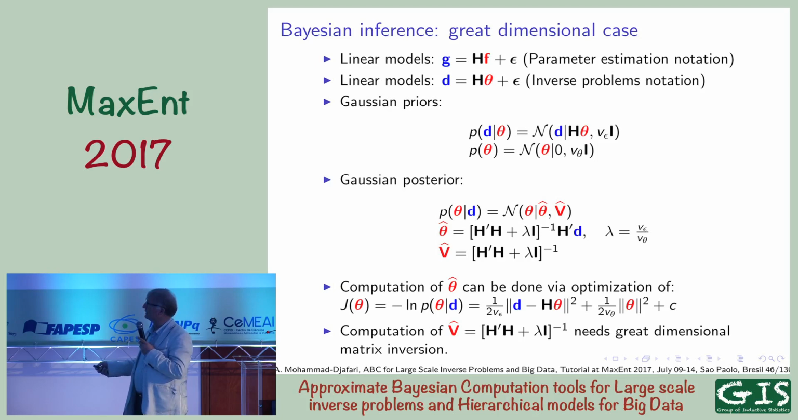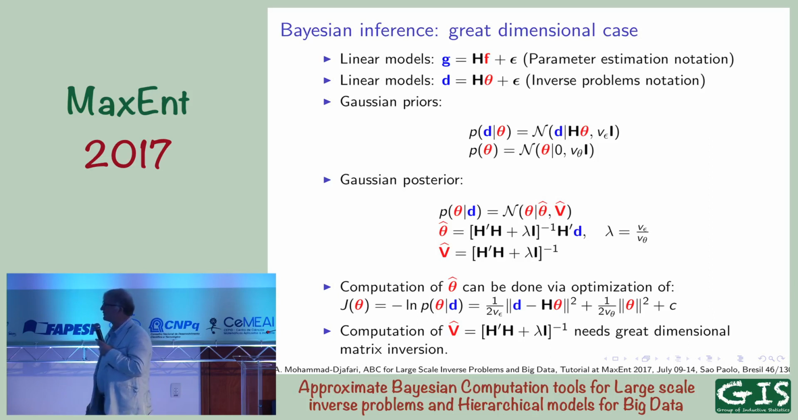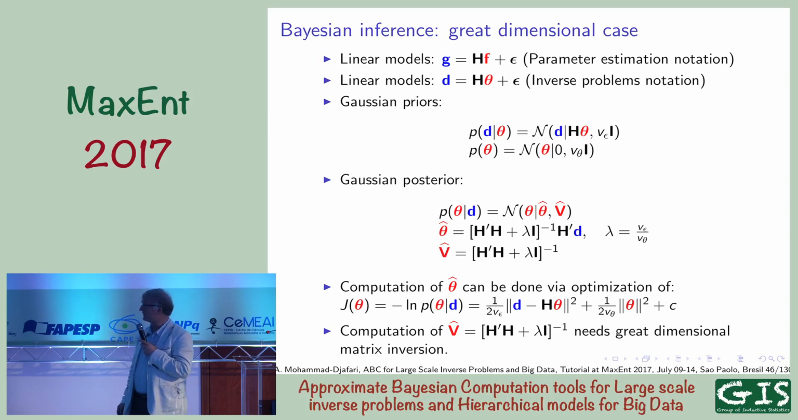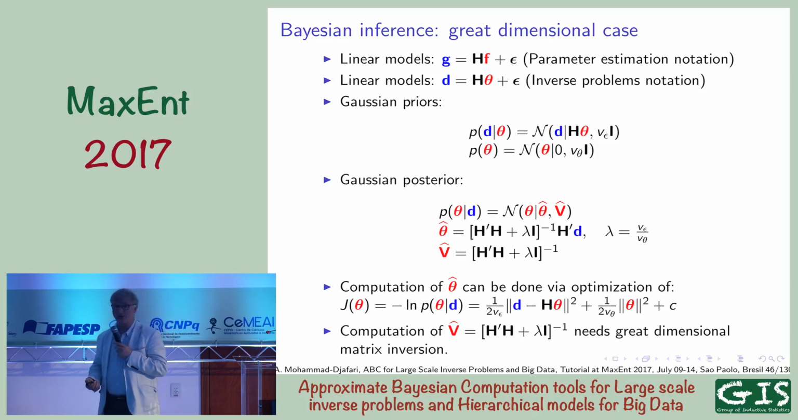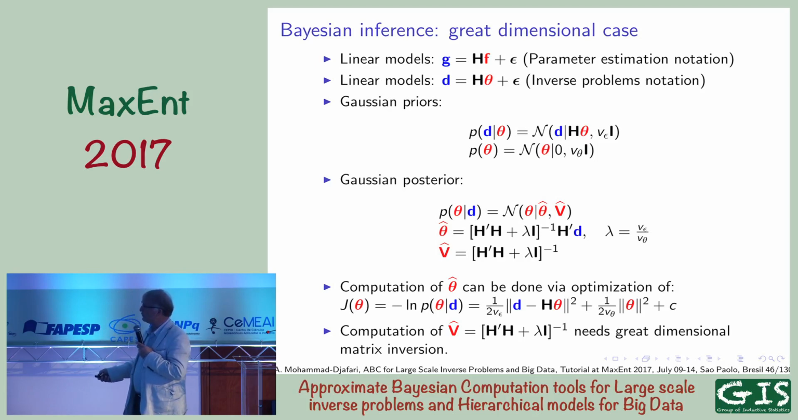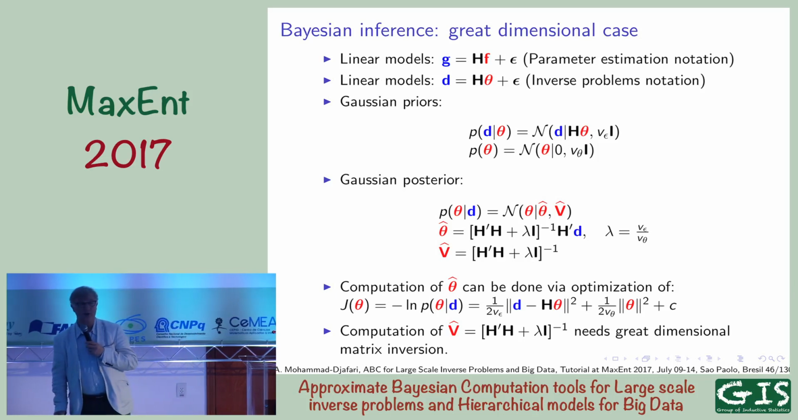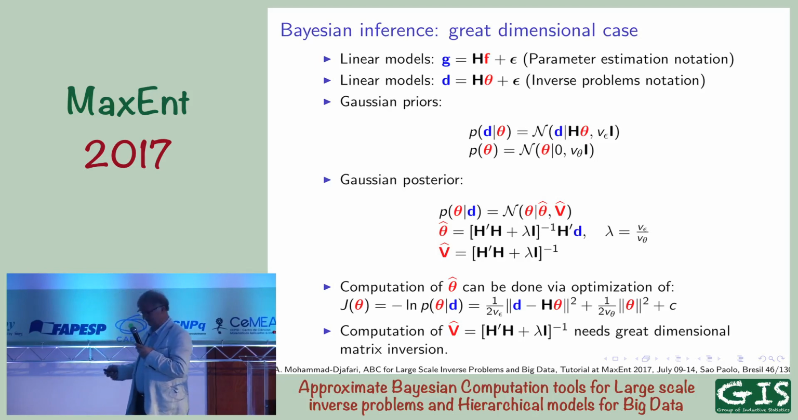However, we saw that in particular for inverse problems, when the size of f is large, or even for parameter estimation when the size of theta is large, then this matrix is very large. And so using these two equations to compute theta hat and V hat is not practical. For theta hat, if we were only interested in computing theta hat, which corresponds to the posterior mean, posterior mode and even posterior median, then we can do it through optimization, because it is easy to show that this is the solution of this criterion. And this criterion is quadratic, and its optimization can be done very easily. But the computation of V is more difficult.